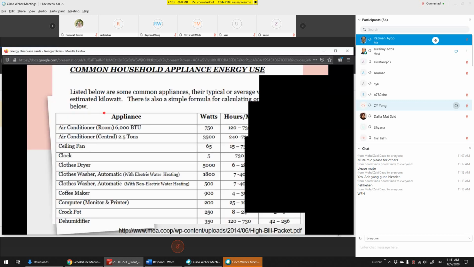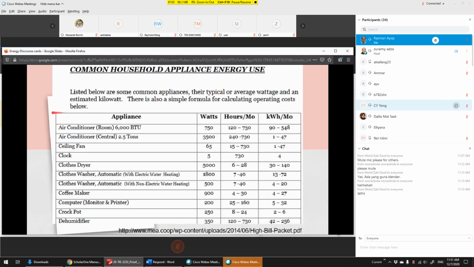Okay, so this is what I want to share with you. Your aircon, 750 watts. And how much do you use it in a month? Around 120 to 730 hours. 120 is like minimum usage, maybe 4 hours a day. 730 hours, you never turn it off, right? So with that, your kilowatt hours per month can be from 90 to 548 kilowatt hours.